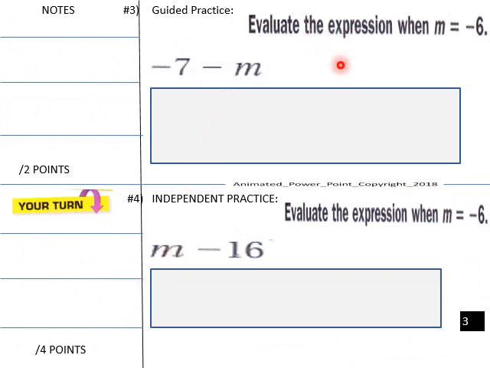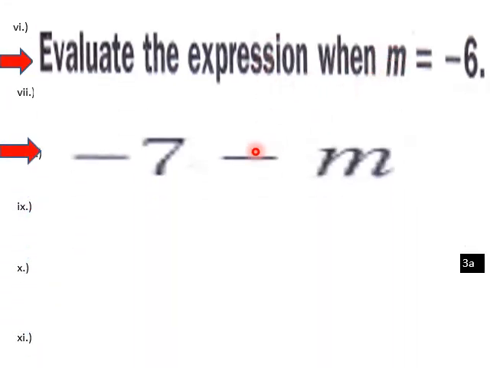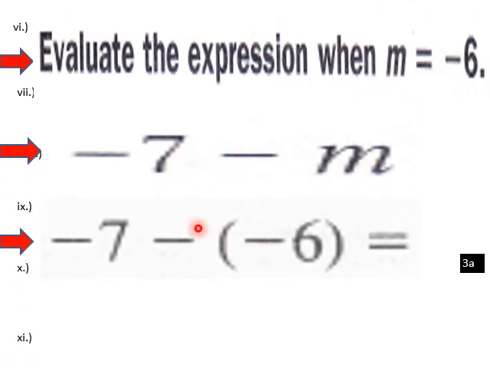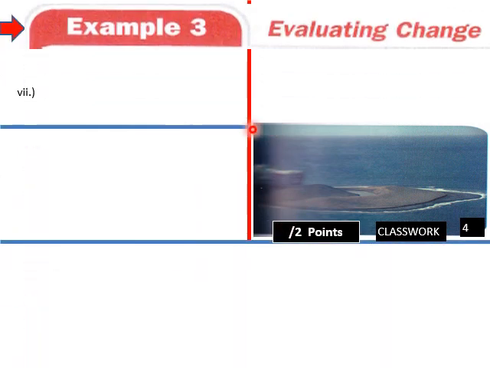Let's try one. Evaluate this expression when m equals -6. This is yours down here, students. We're going to do our guided right now. So with our plug-in of -6, -7 minus m, when we plug in -6 for m, a negative of a negative would be a positive. So -7 plus 6 equals -1. -1.